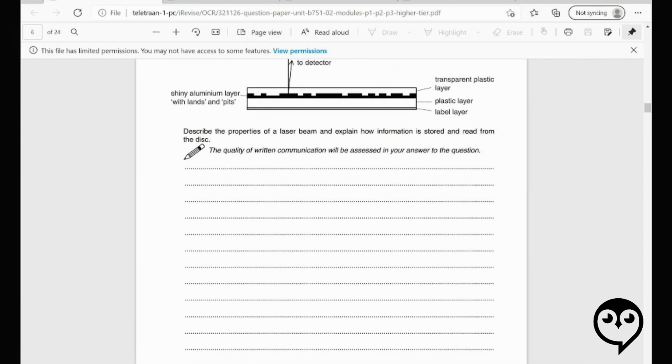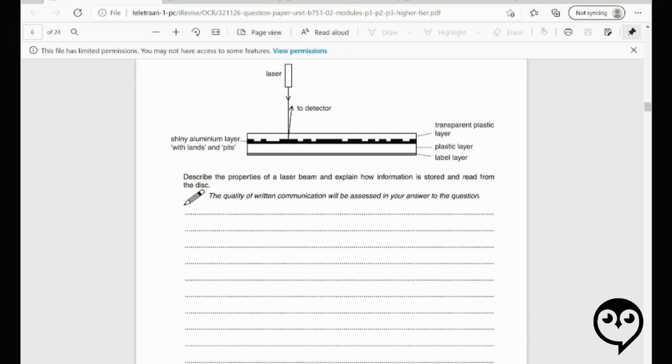Properties of a laser beam. What do you know about laser beams? Laser beams are monochromatic light. We want everything here to be in phase, and so we have a term for this. With lasers, it's coherent light. That's how we have our CD players working, with coherent laser beams. I'd just say coherent and monochromatic.